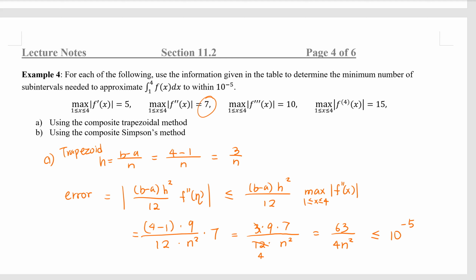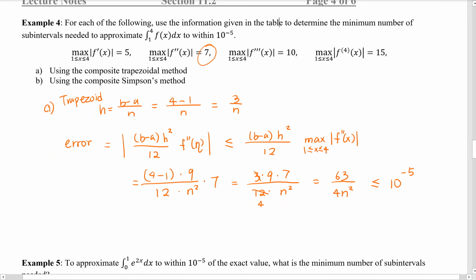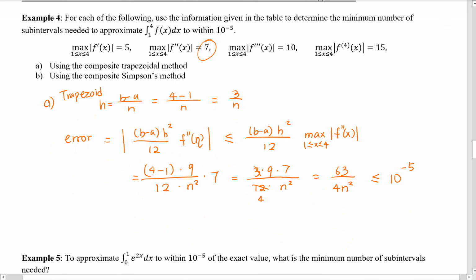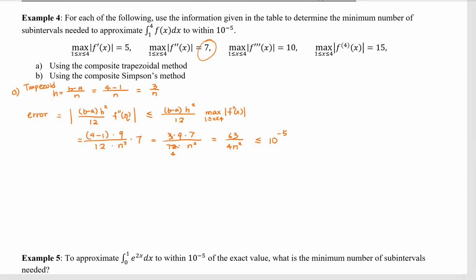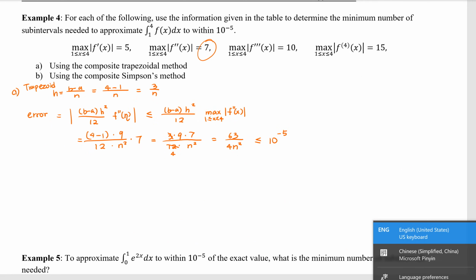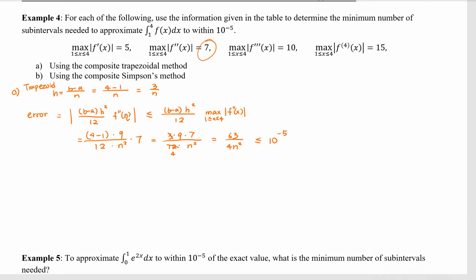This is what we want, right? And we want to solve for n. Well, how do we solve for n? I should write smaller, then I can have more space here. Let me see how I can change it. Okay, I have to make it smaller. I hope that you have more space. Okay, so how do we solve for n?